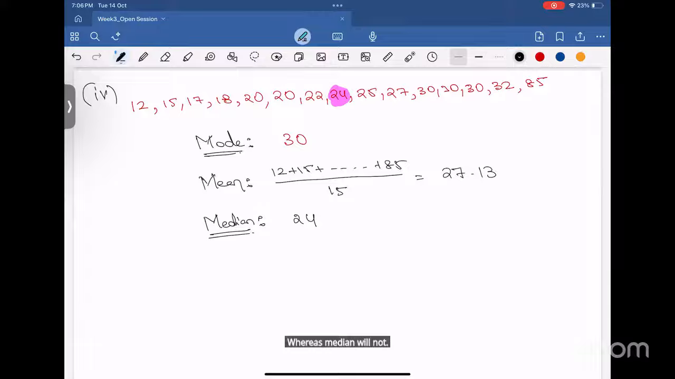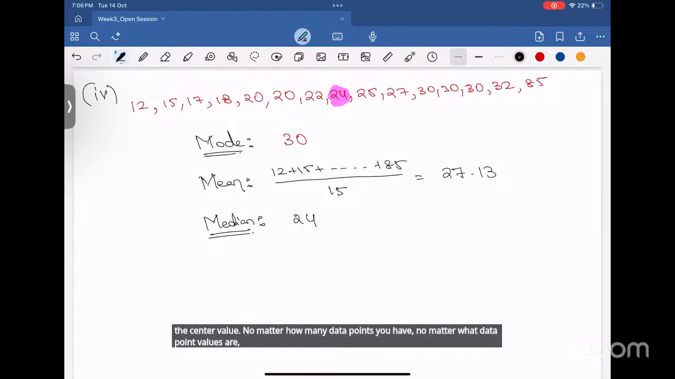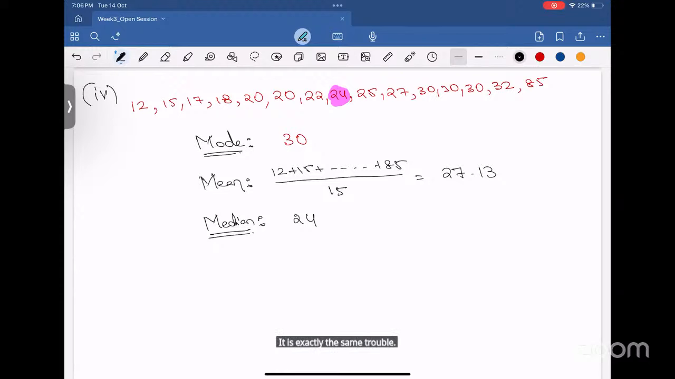So median is always the center value. No matter how many data points you have, or no matter what the data point values are, it is exactly the center. Sometimes median also fails, right? So sometimes median may not be a good representative, and mean is much better. So that is also there, and I wanted to emphasize it here. Let's move on.